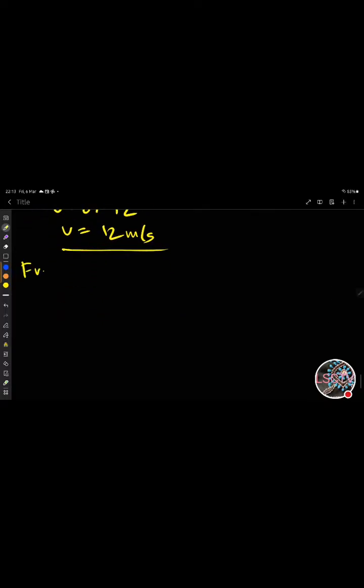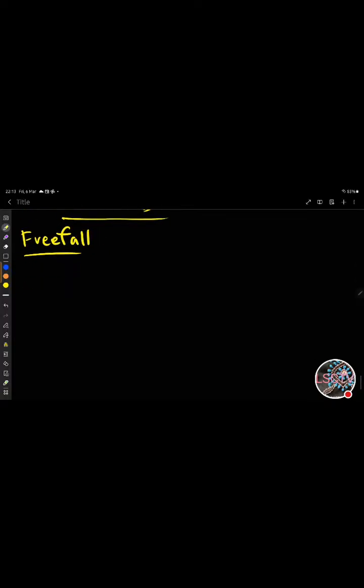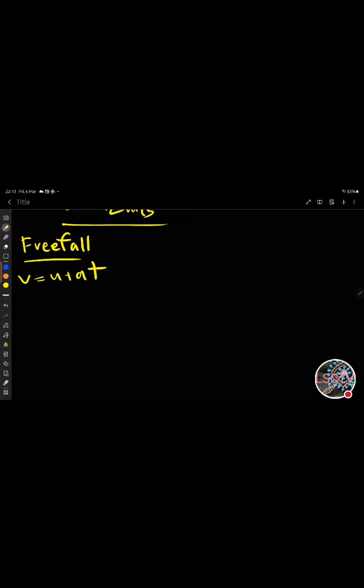There are free fall questions as well, where you have to use this. What is acceleration? a equals v minus u by t, all that. Again, you don't need to list this out just to test this. Now, the equations of motion are v equals u plus at, and s equals ut plus half at square.